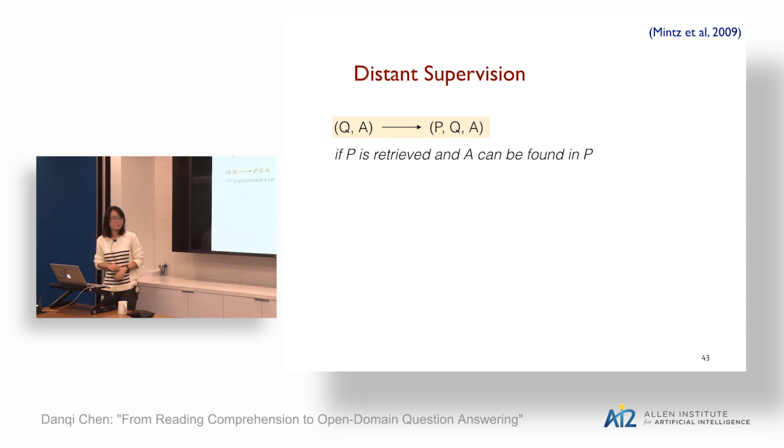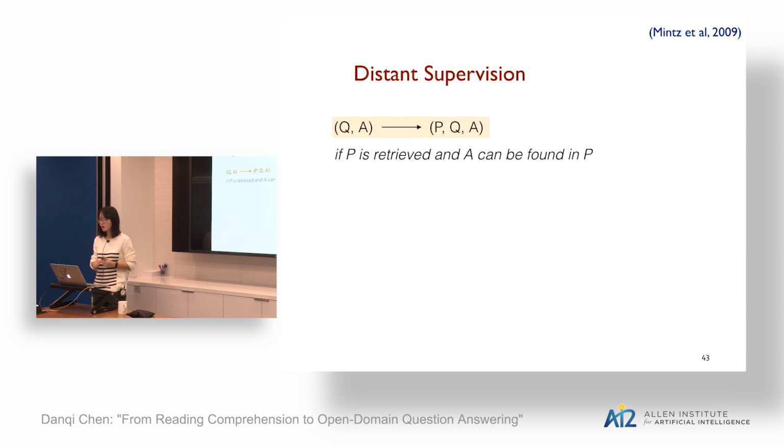So we were wondering, can we leverage more data to train a better reading comprehension model and see if we can get better numbers on a broad range of the question answering datasets. So the next thing we tried is to see if we can generate more training data by this distant supervision technique.